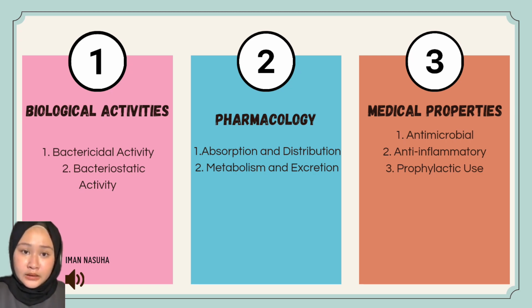How about medical properties? First, antimicrobial: effective against a wide range of bacterial pathogens, including gram-positive and gram-negative bacteria. Second one is anti-inflammatory. Some antibiotics such as tetracycline possess anti-inflammatory properties. The last one is prophylactic use. It's to prevent infection in individuals at high risk, such as before surgery.